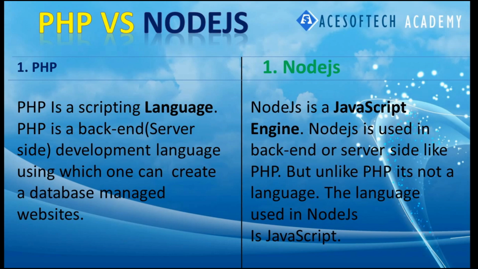So what is the difference? The difference is that PHP is just a programming language, but Node.js is not a programming language. It's a JavaScript runtime environment. But Node.js programming can be done using JavaScript. So that is the first difference.